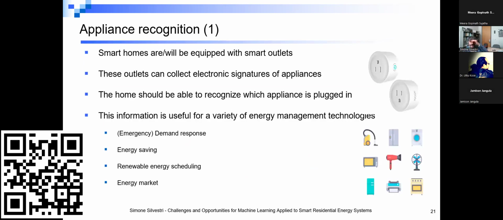The specific problem that we consider here is the problem of appliance recognition. As you may imagine, futuristic homes, and actually you can even buy these on Amazon, are going to be equipped with smart outlets. These outlets can collect the electric signature of the appliances. Our objective is to recognize which appliance is being plugged in. And this could be useful for a variety of energy management technologies, such as demand response, energy saving, etc.